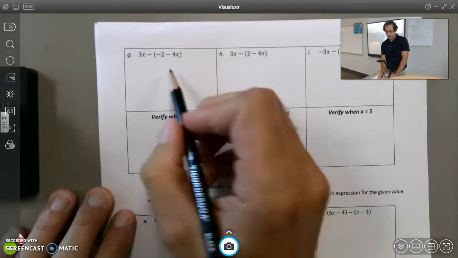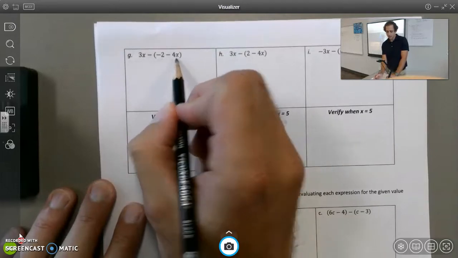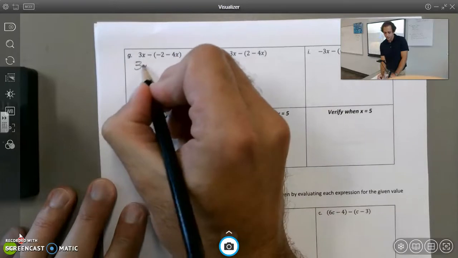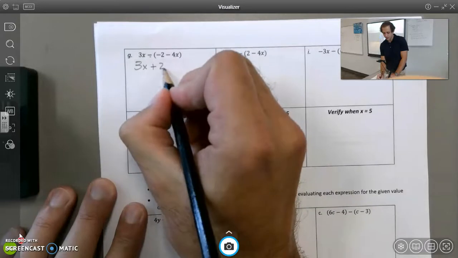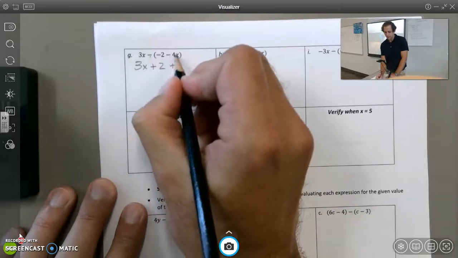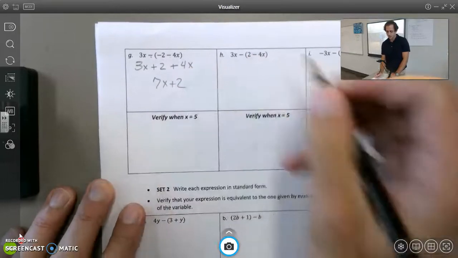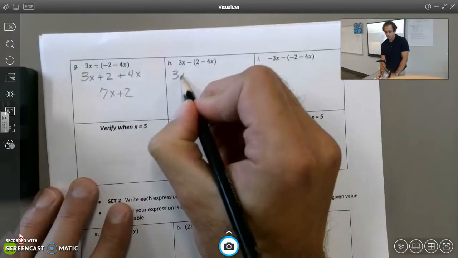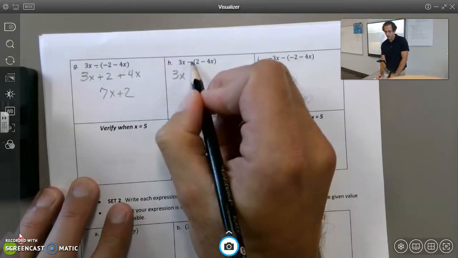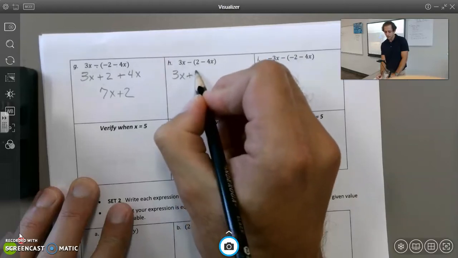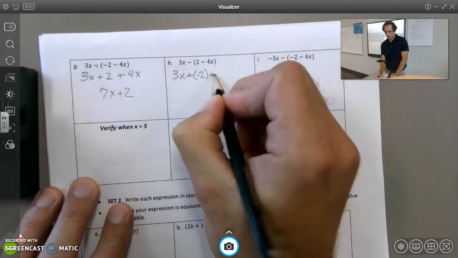All right, 3x minus the difference of negative 2 and 4x. I am subtracting, so I'm going to add the opposite of negative 2, which is 2, and add the opposite of negative 4x, which is 4x, and I get 7x plus 2. 3x minus 2 minus 4x, so I'm going to add the opposite of 2, which is negative 2, and add the opposite of negative 4x, which is positive 4x.